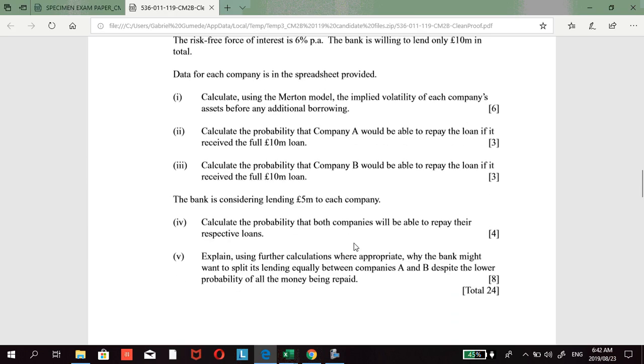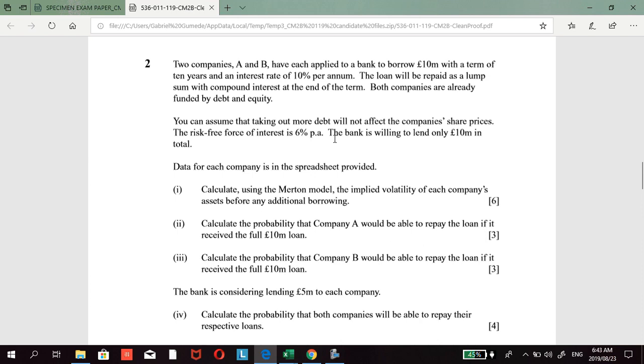Okay, now they are saying explain using further calculations, where appropriate, why the bank might want to split its lending equally between company A and company B, despite a lower probability of all the money being repaid. Now, if you're going to print this paper when you're writing your exam, highlight this because it is extremely important.